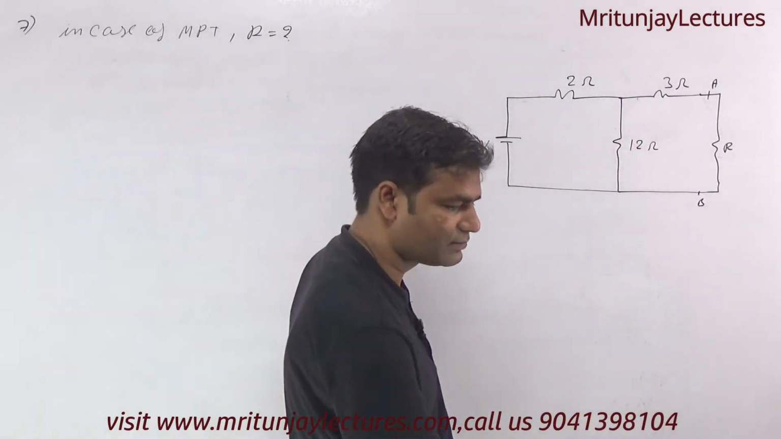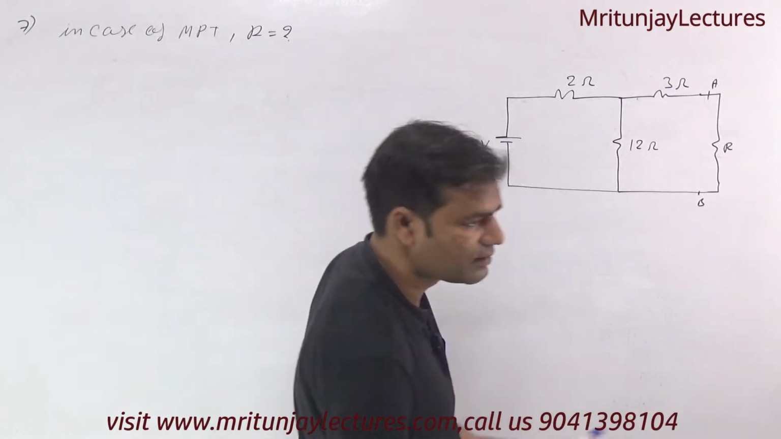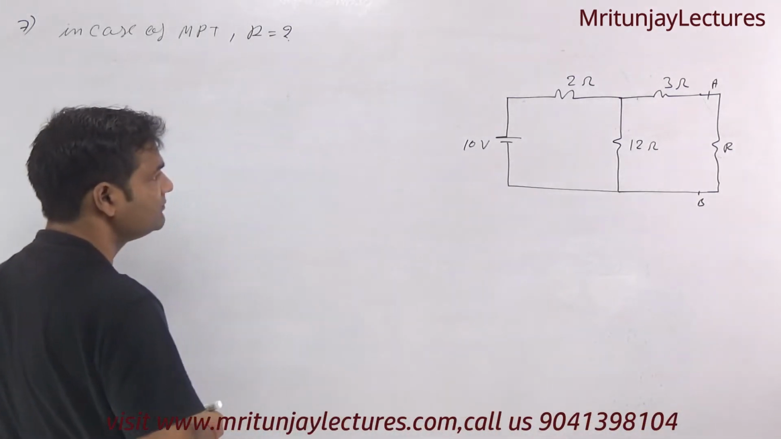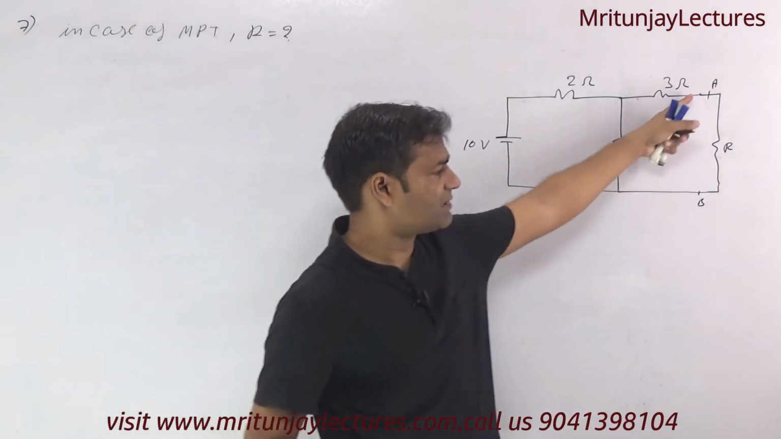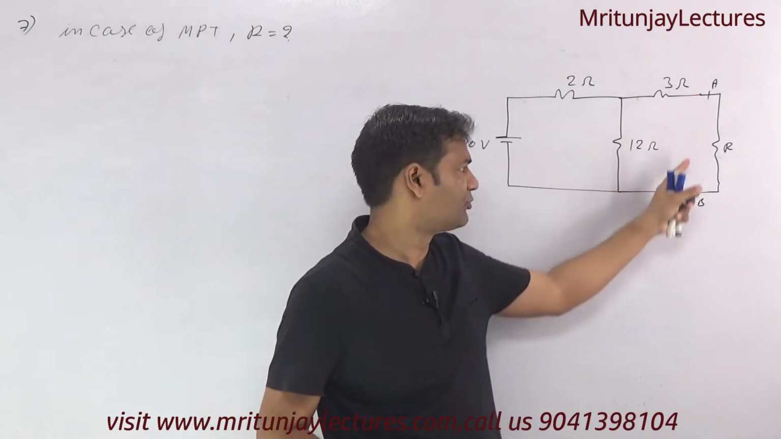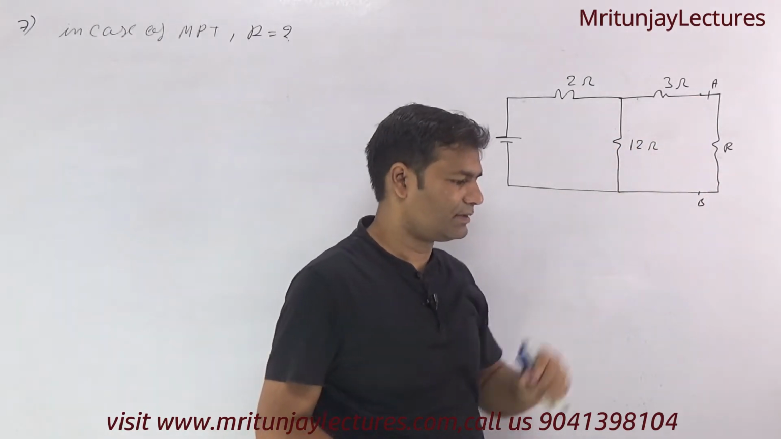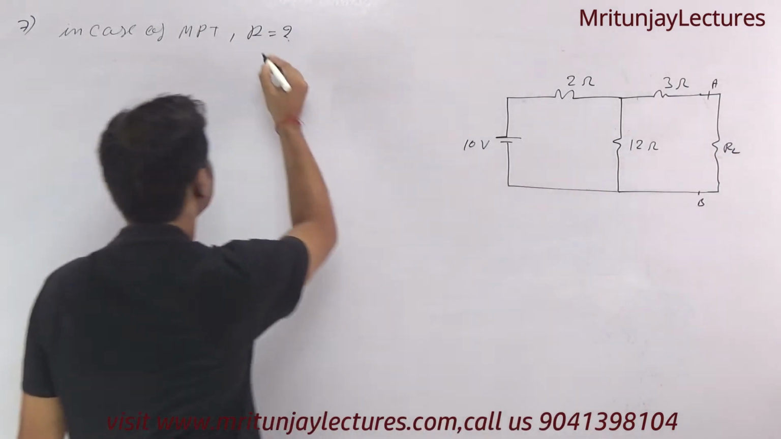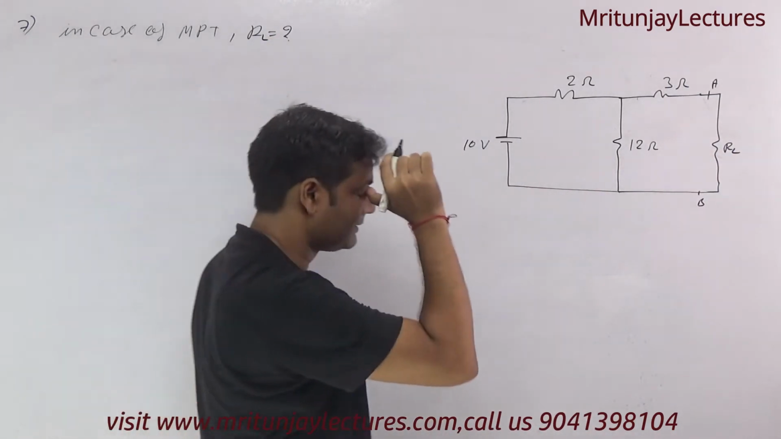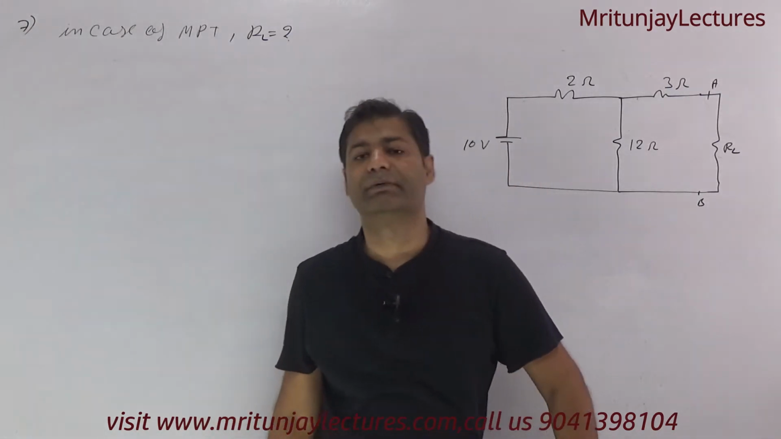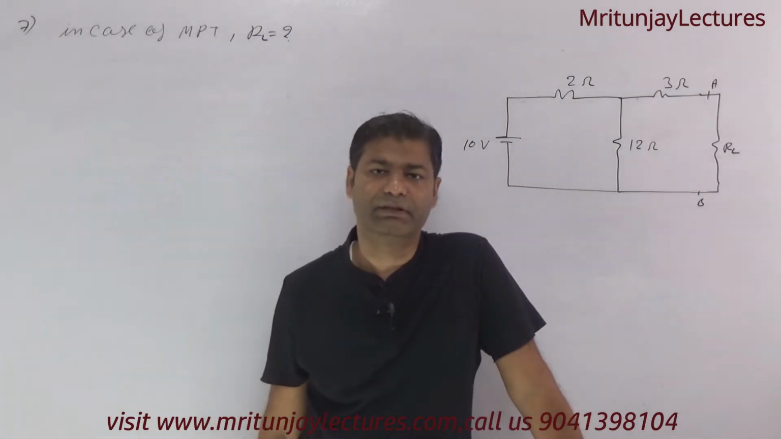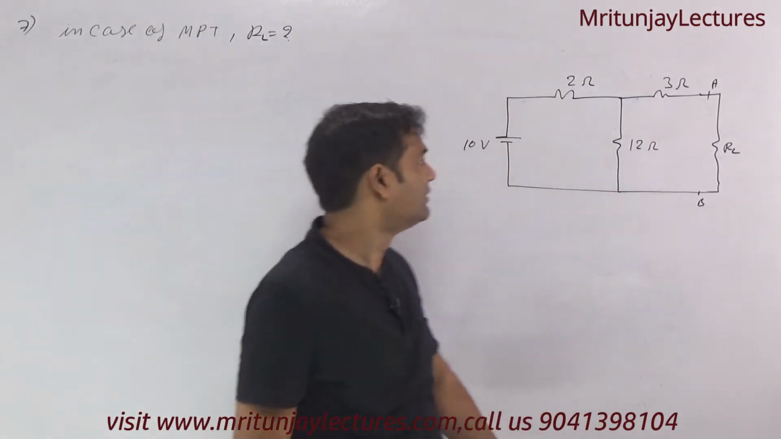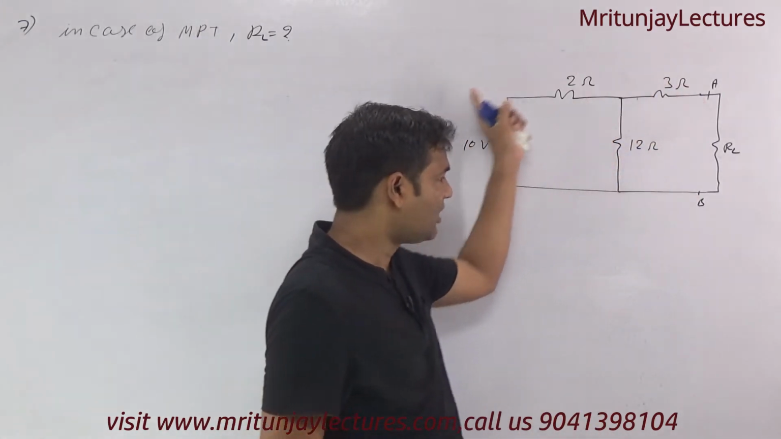First of all, this is the AB terminal, and corresponding to it our motto is to determine RL. You can say that is RL. Our motto is to determine RL in case of maximum power transfer. I have already discussed how to resolve it.